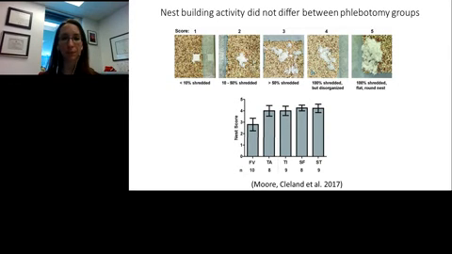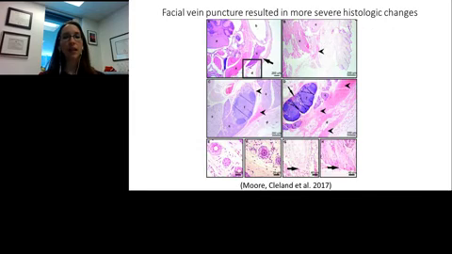And finally, we looked at histology differences between our groups. And we did find that the facial vein puncture resulted in the most severe histologic changes. So I'm showing you here a more zoomed out transverse section of the head. So the area of the facial vein is indicated by the arrow. And this was in a mouse that had no significant findings.